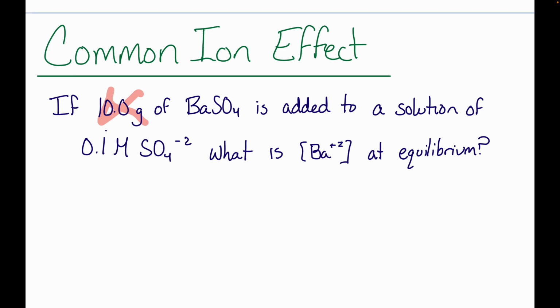All right, we can take our 10 grams. It's still going to be independent. The difference is now I'm not adding this to water. I'm adding it to a solution that already contains sulfate. The common ion here for barium sulfate, it's already got one of those two in there.